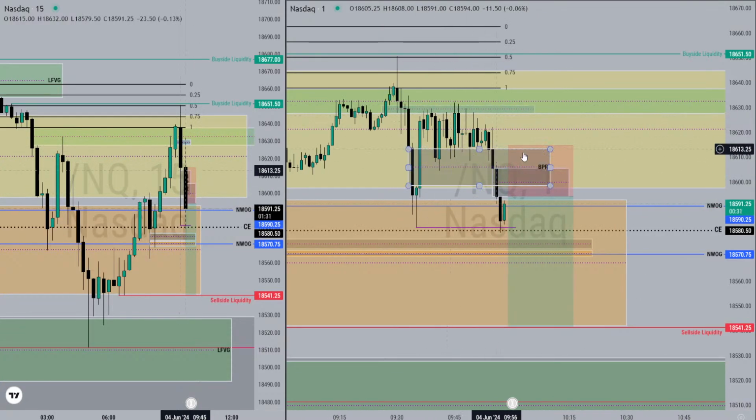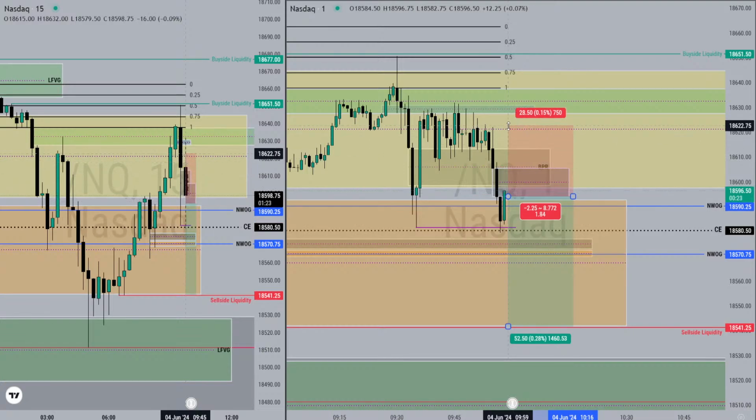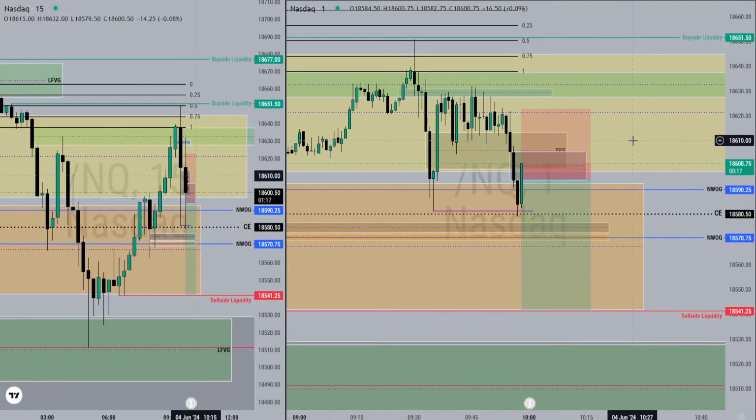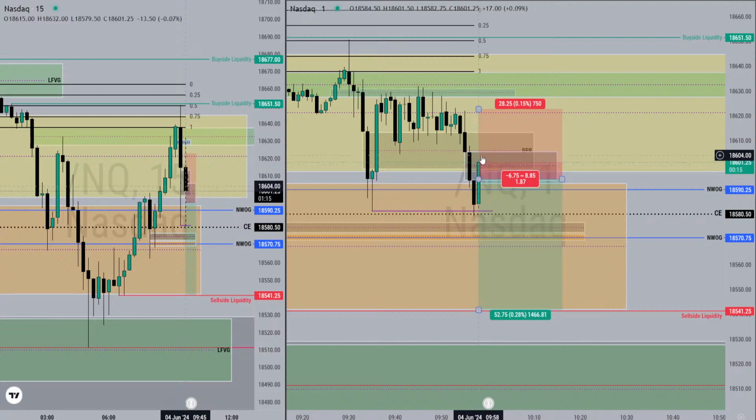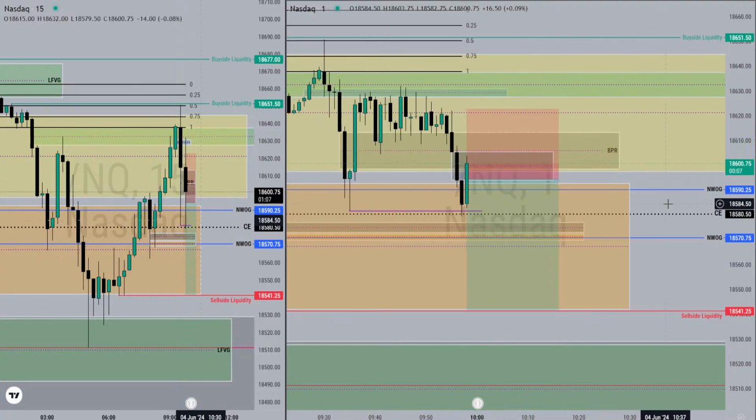Because this is consolidation, I just can't take more risk. I should put my stop loss over there. Here, because of news, I'm just gonna put it around there. It should not close above the BPR 50%. See this BPR fair value gap? It should not close above the BPR 50%. News in 2 minutes.